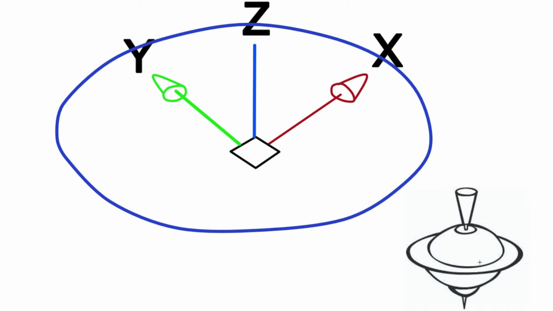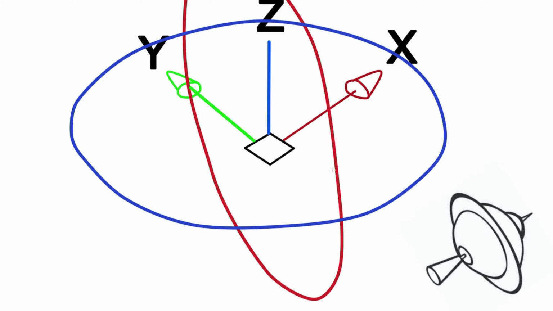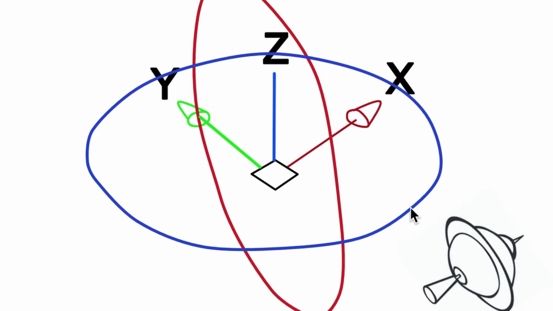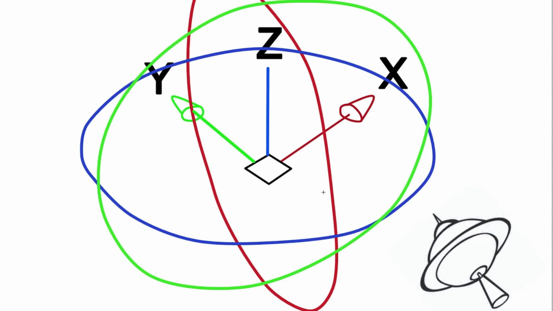Think of the Z direction as a spinning top, and it's pointing straight up and down. And then the X direction as a top laying on its side, spinning on its right side. And then the Y, just the opposite of that, spinning on its left side and pointing this way.